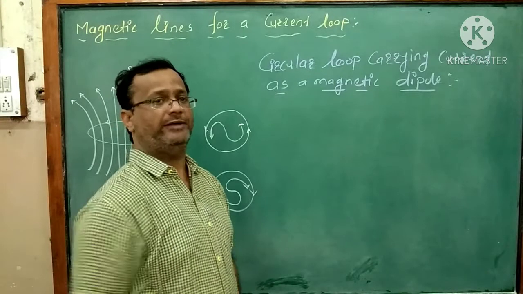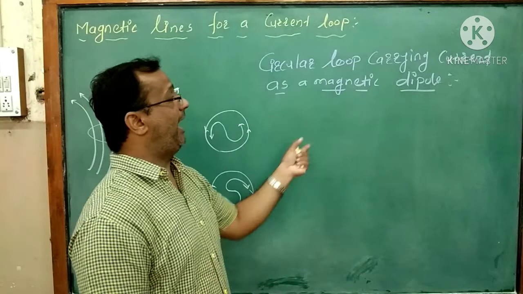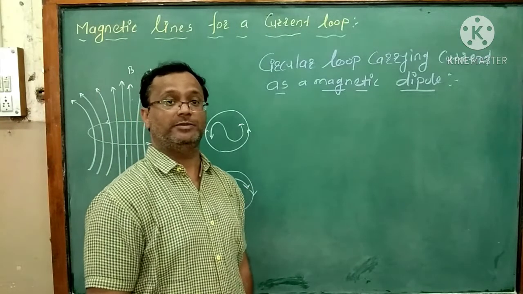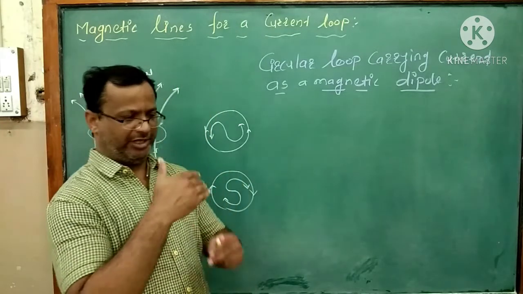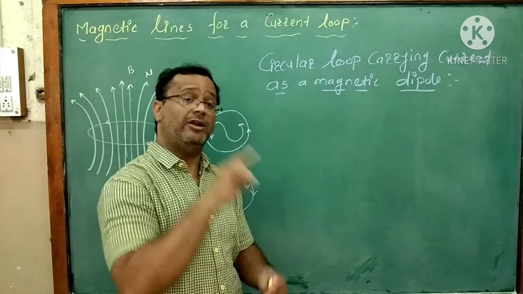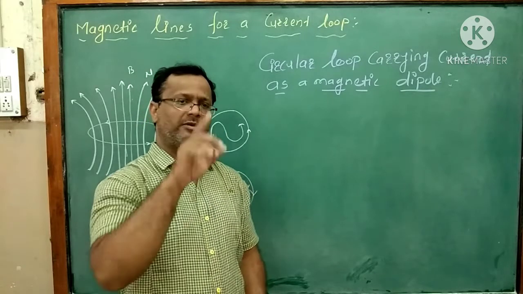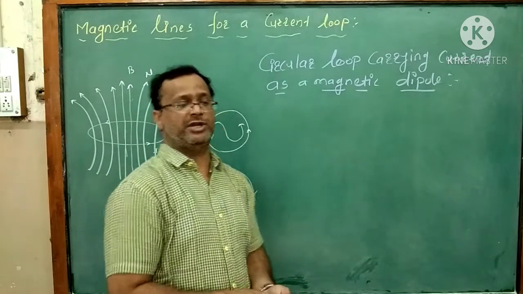We want to prove that the circular loop carrying current behaves as a magnetic dipole. It means that if current is flowing through the loop, then the behavior of that loop is just like a magnetic dipole.